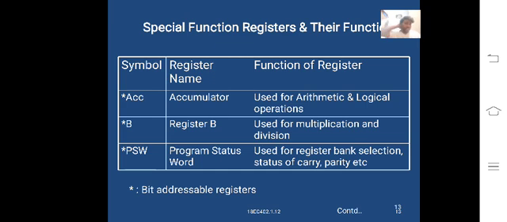The second one is register B, symbol B. The name of the register is register B. It is used for multiplication and division.